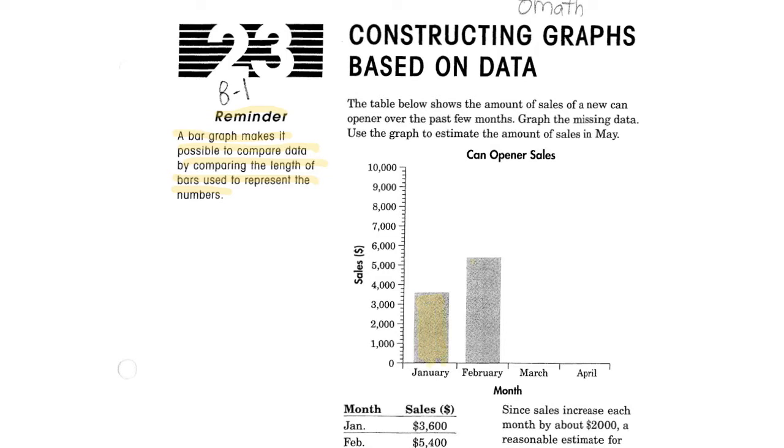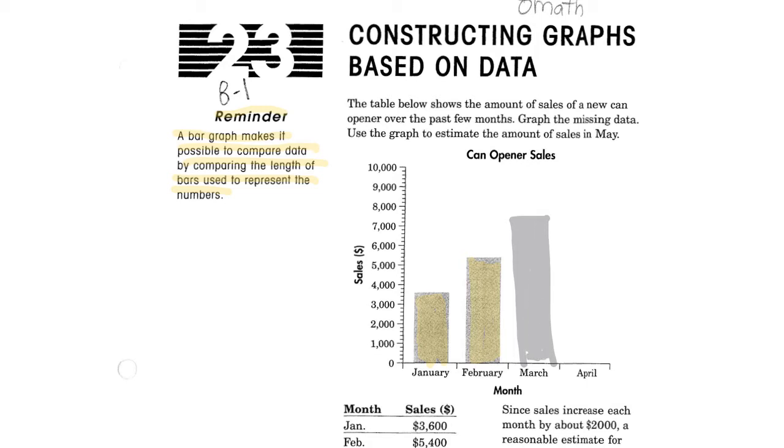Says in February there was 5,400, and that's that bar graph right there. Now, when it comes to March, it's 7,500. Now, 7,500 is going to be about halfway between 7,000 and 8,000, and I do my bar coming down, and then I shade it in.